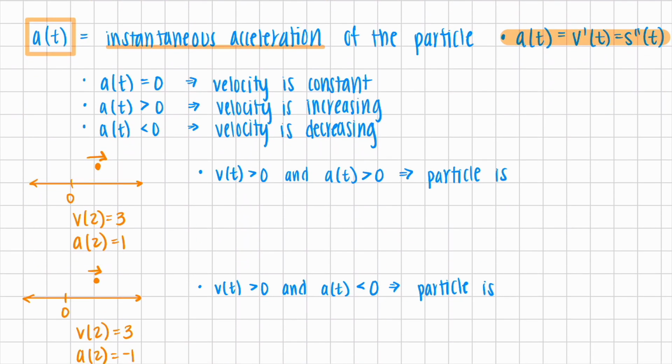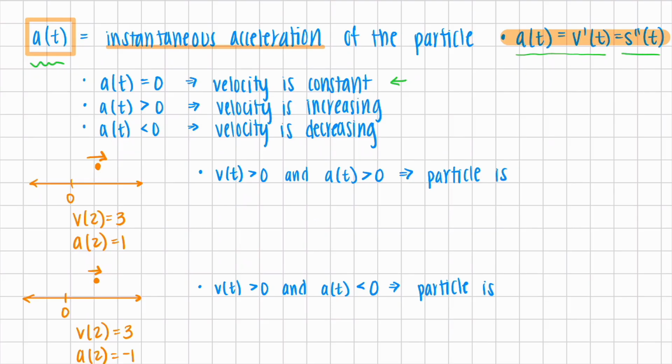So A of t represents the instantaneous acceleration of the particle. And A of t is the derivative of v of t, which means it's the second derivative of s of t. So the derivative of position is velocity. Derivative of velocity is acceleration. So a little bit about acceleration. When acceleration is 0, the velocity is constant. And notice that makes sense because the derivative of a constant is 0. So if my velocity is constant, my acceleration is going to be 0.